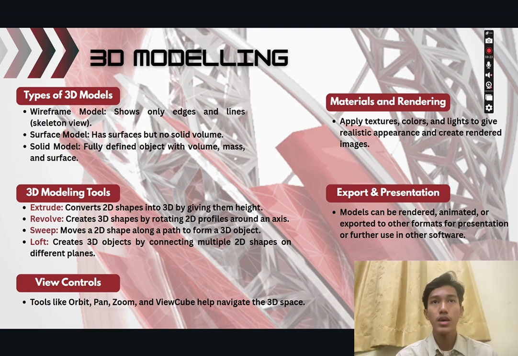We can also control the view. Tools like orbit, pan, zoom and view cube help navigate the 3D space. This helps us make drawing easier. Materials and rendering apply texture, colors and lights to give a realistic appearance and create a rendered image. Export and presentation: models can be rendered, animated or exported to other formats for presentation or further use in other software.